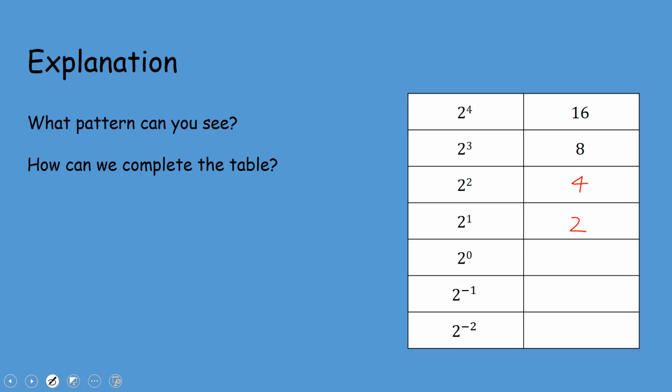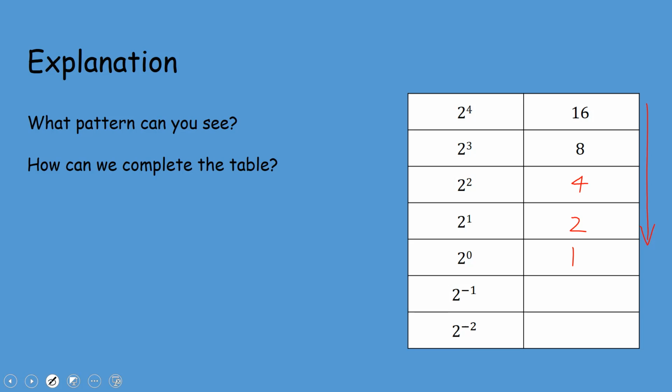Let's look at what's happening as we go down this table. What's happening to these numbers? We've got 16, 8, 4, and 2. So you should have spotted we're halving them, or dividing by 2. So 2 to the power 0 must be 2 divided by 2, which is 1. And anything to the power 0 is 1.